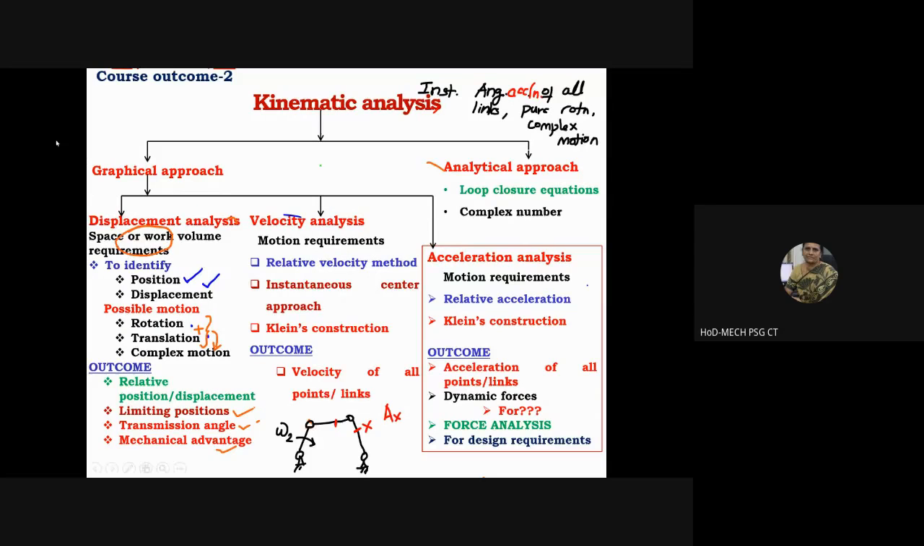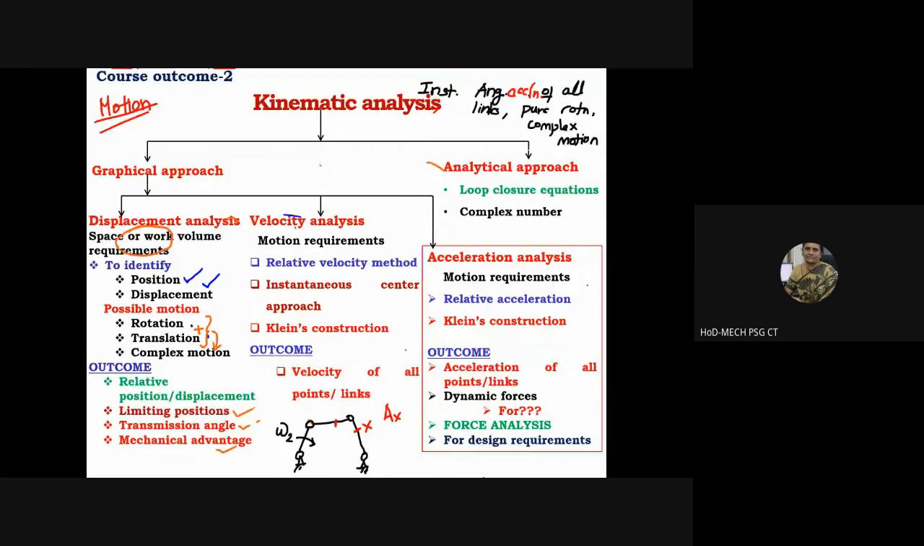So in kinematic analysis, we study the relative motion characteristics of the various links of the mechanism. The two major tasks are velocity analysis and acceleration analysis. In velocity analysis, I attempt to find out the angular velocity of all links which undergo pure rotation or complex motion, linear velocities of sliders, and linear velocities of any points on the mechanism. So that's what I mean by this outcome.